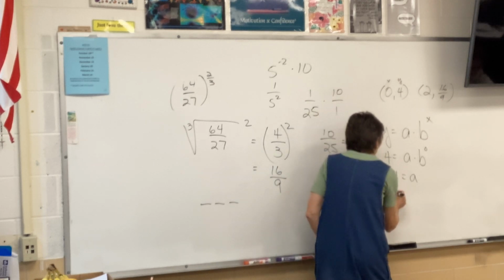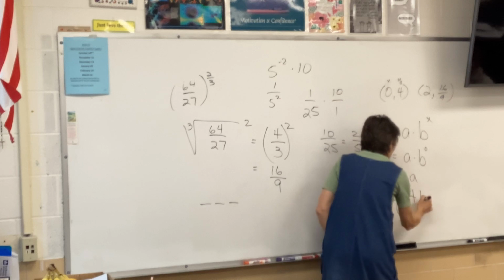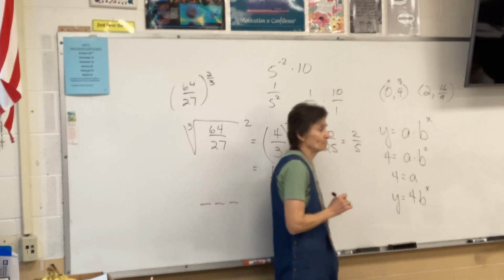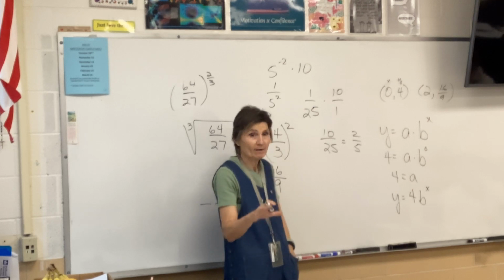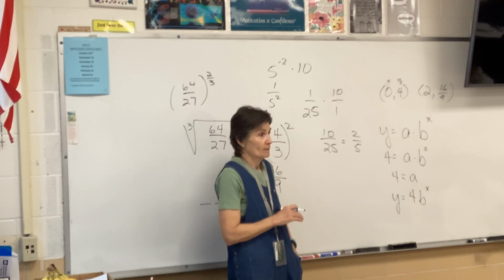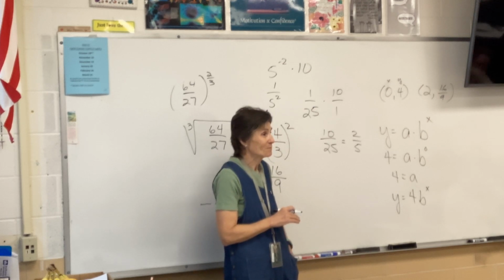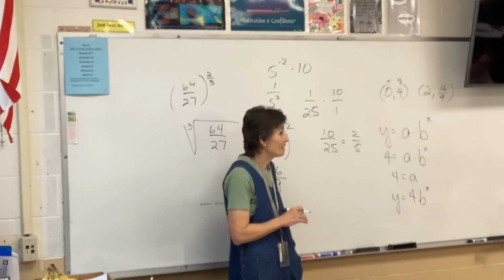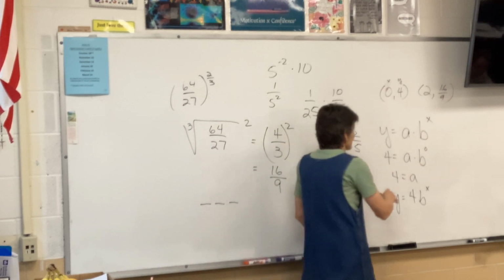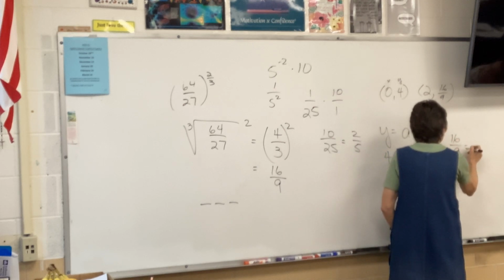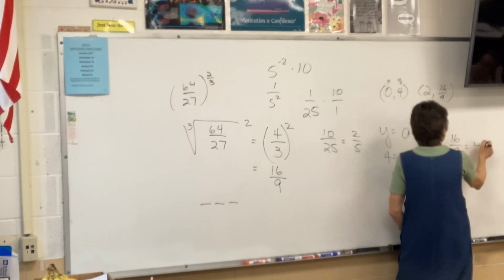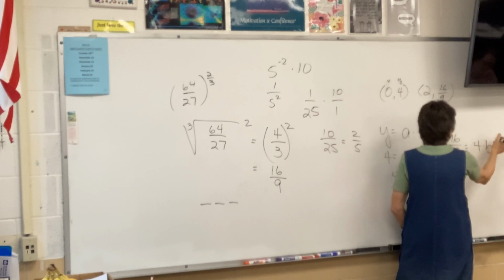Okay, so Y equals 4B to the X. That's where I'm at right now, because I figured out A was 4. All right, what happens now? Plug in the other point. So now we have 16/9 equals 4 times B to the 2nd.